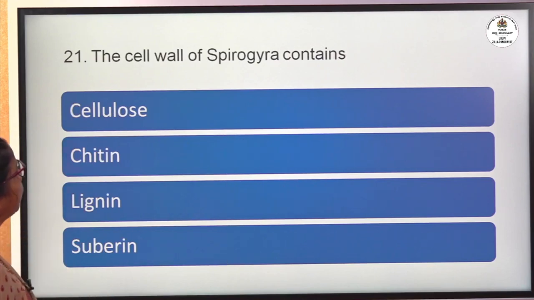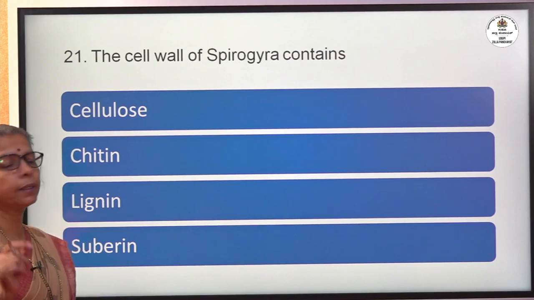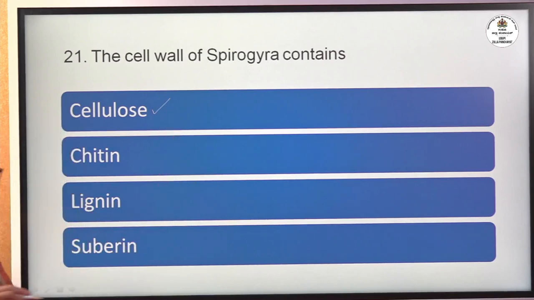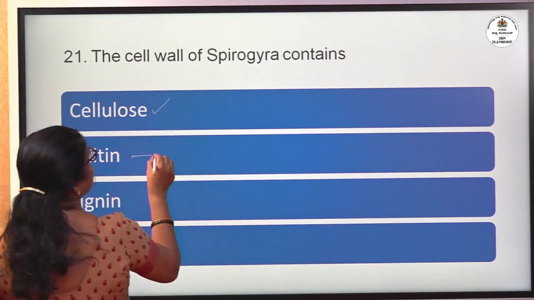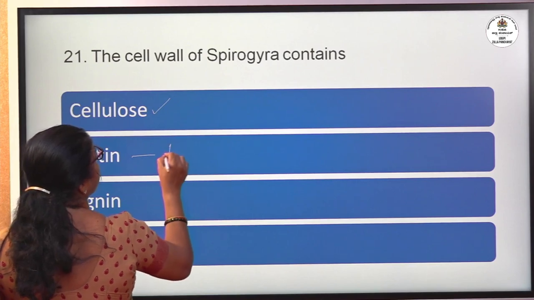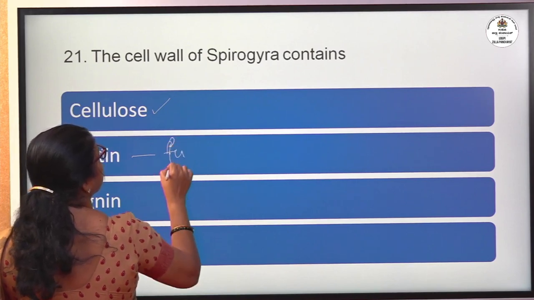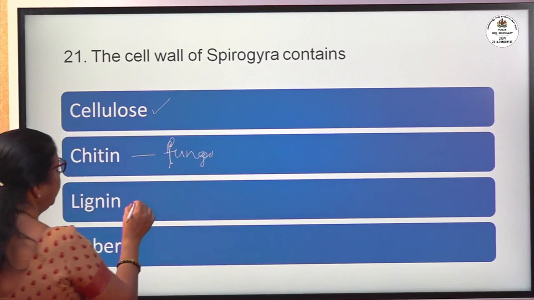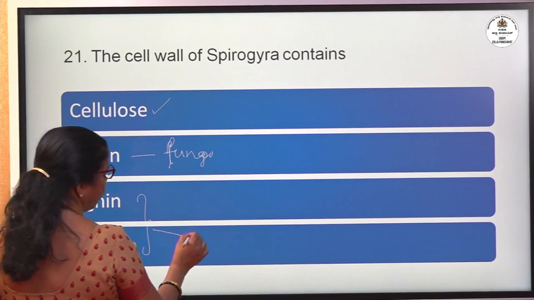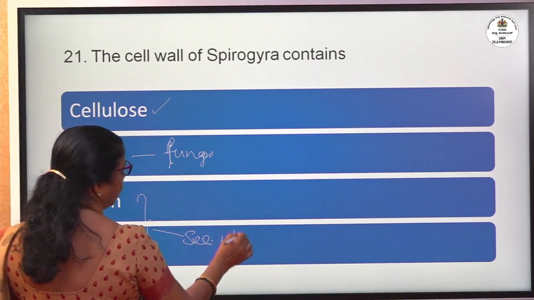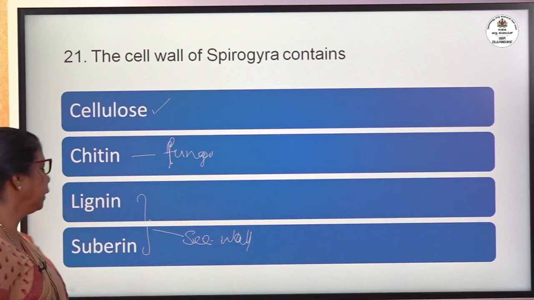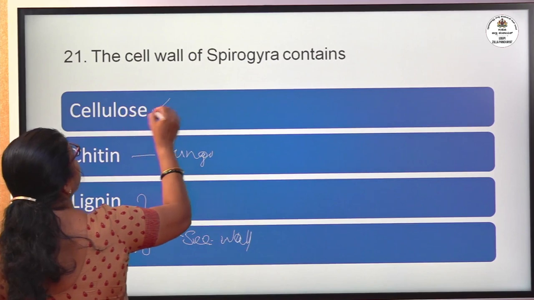The cell wall of Spirogyra contains... Spirogyra is an alga, and it consists of a primary cell wall, and that primary cell wall is made up of cellulose. Chitin is the cell wall material of fungi. Fungal cell wall, that is chitin. Lignin and suberin are the components of the secondary wall layer. Okay, secondary wall layers are formed with the deposition of lignin, suberin, etc. So here it is cellulose.